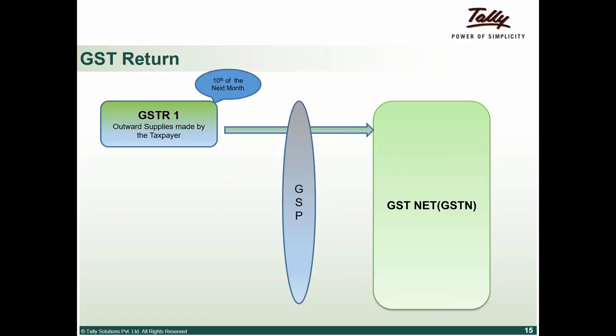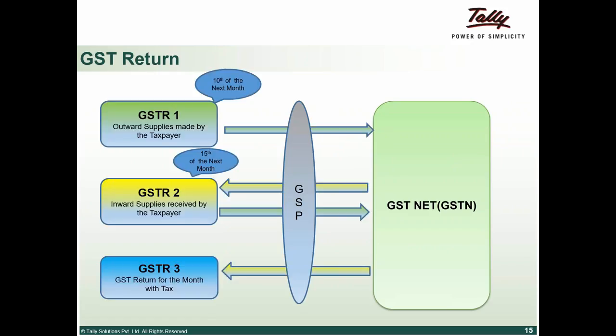So how this return works is basically, on the extreme right is the GST net, or GSTN. This is the main server. Then we also have GSPs as an intermediator or as a gateway.